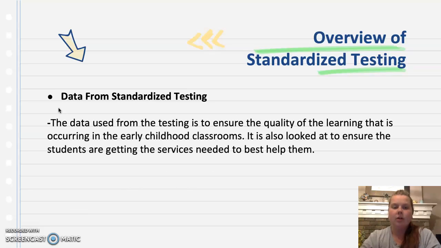The data used from standardized testing is to ensure the quality of learning that is occurring in the early childhood classrooms. It is also looked at to ensure the students are getting the services needed to best help them. This can mean providing gifted instruction to those students who qualify, so the gifted identification. That needs to be pulling students who are ranking higher or testing higher than others, that can be more challenged, and special education students who need more assistance in the classroom.